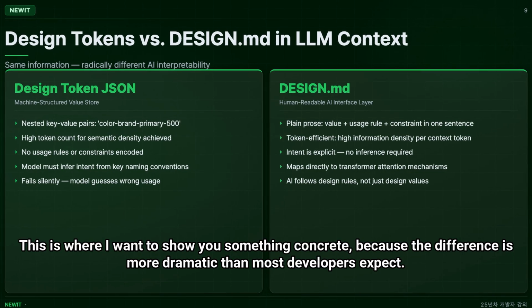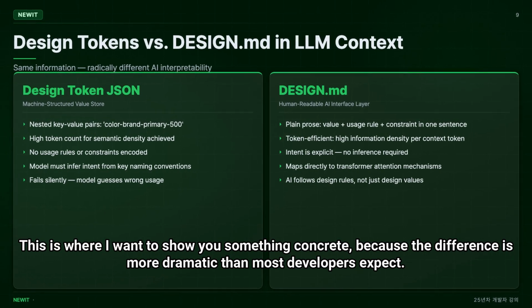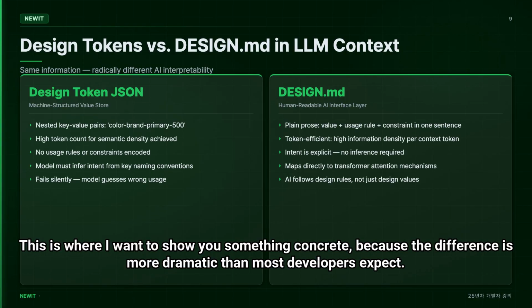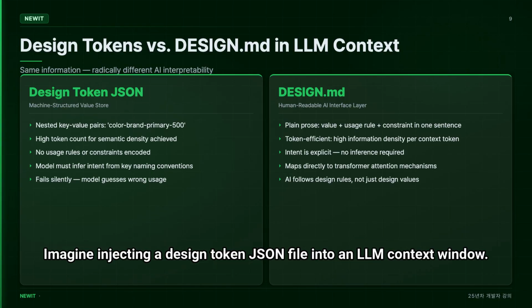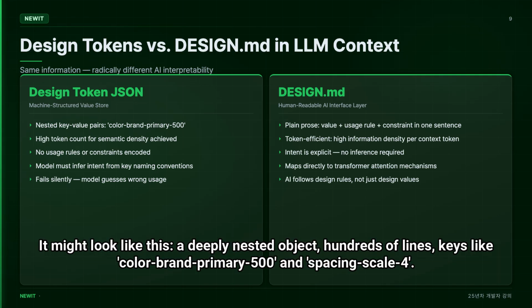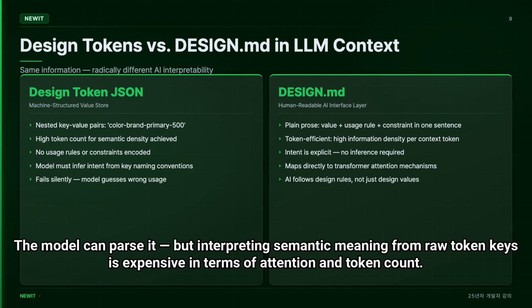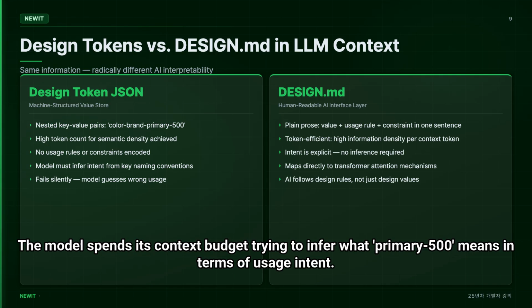This is where I want to show you something concrete, because the difference is more dramatic than most developers expect. Imagine injecting a design token JSON file into an LLM context window. It might look like this. A deeply nested object, hundreds of lines, keys like color brand primary 500, and spacing scale 4. The model can parse it, but interpreting semantic meaning from raw token keys is expensive in terms of attention and token count. The model spends its context budget trying to infer what primary 500 means in terms of usage intent.